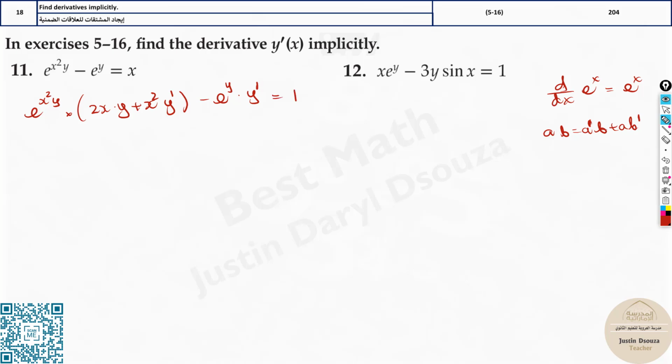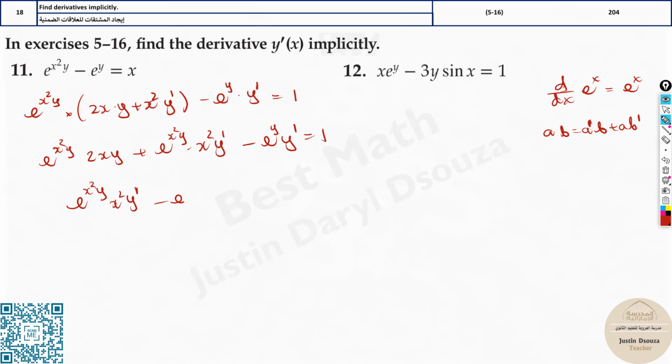Now multiply this term, e to the power x squared y multiplied with this will be 2xy, plus e again to the power x squared y into x squared y prime, minus e to the power y y prime equals 1, which doesn't have any y prime term. This is the only one, right? So I will leave e to the power x squared y, this term, x squared y prime, and minus e to the power y y prime equals 1 minus e to the power x squared y multiplied by 2xy.